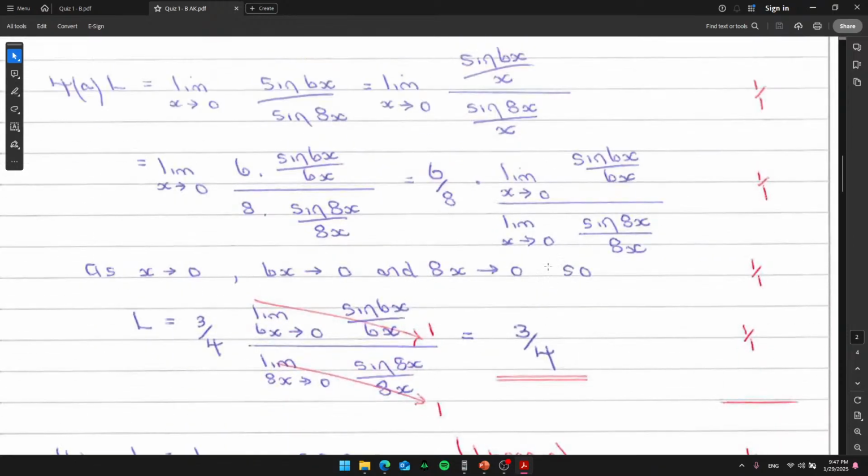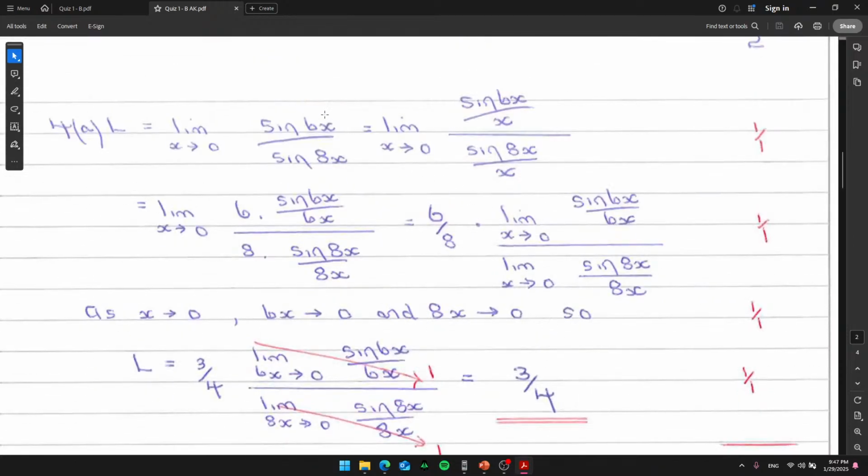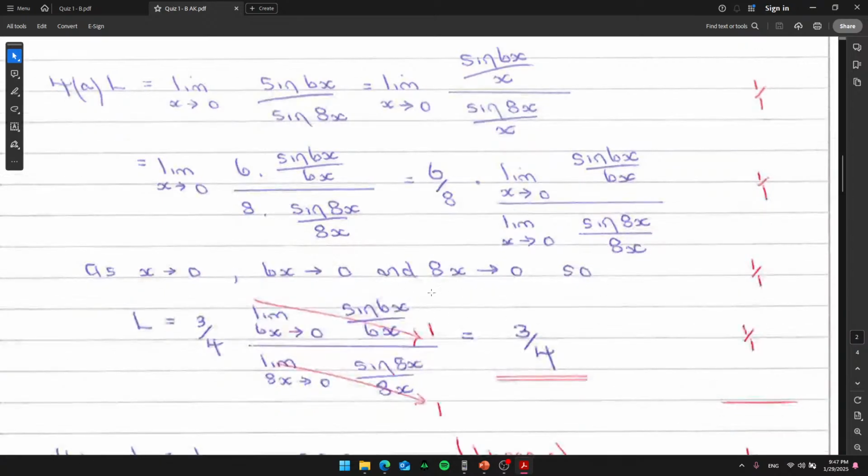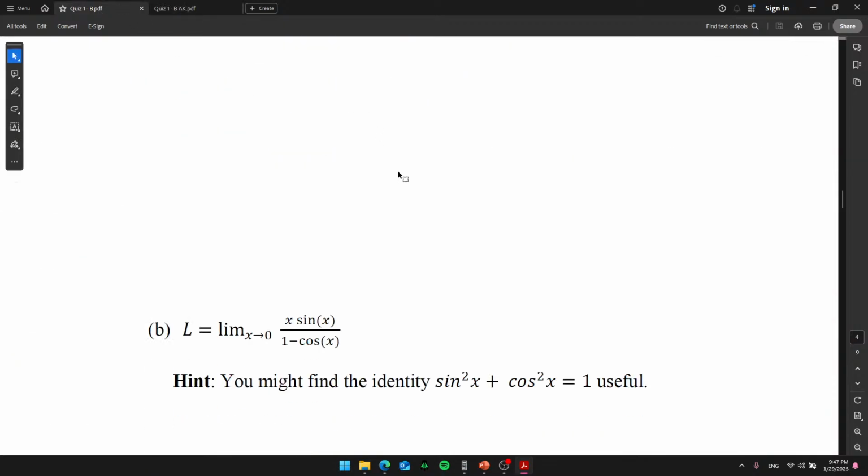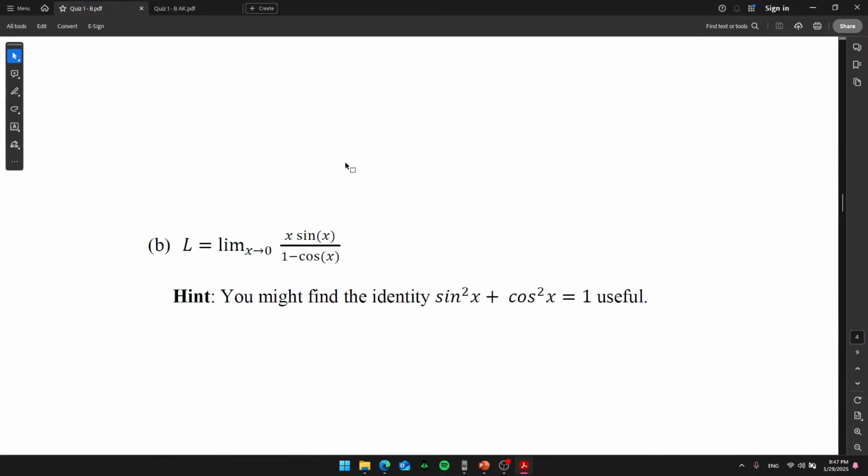Yep, 3 over 4. See, he multiplied by 1 over x, and then multiplied by 6 over 6, 8 over 8. Yeah, he did the same thing as I did. B.